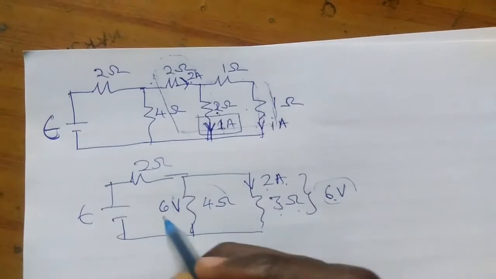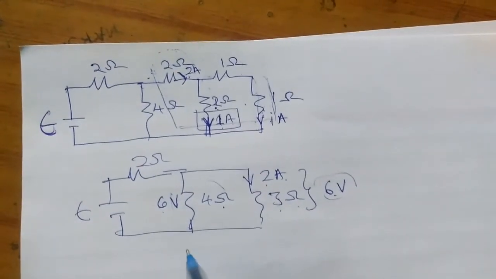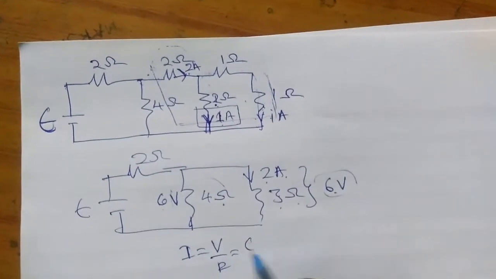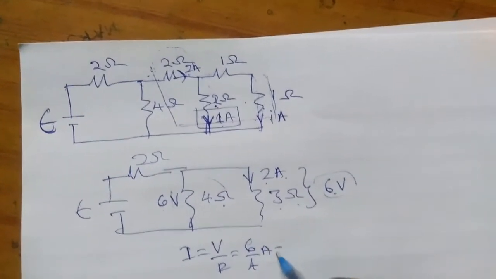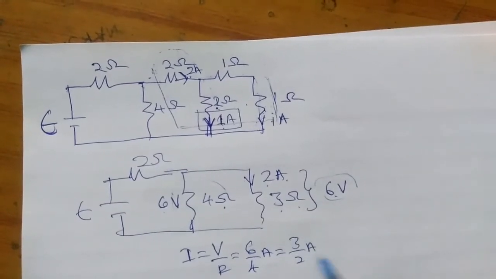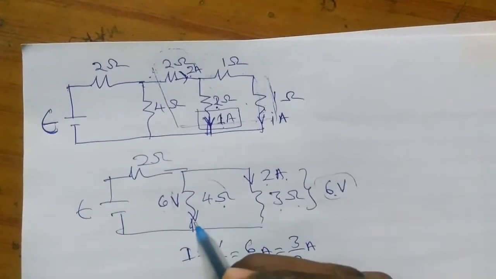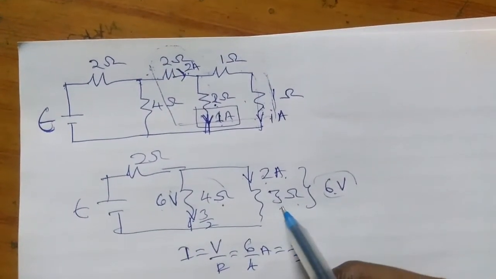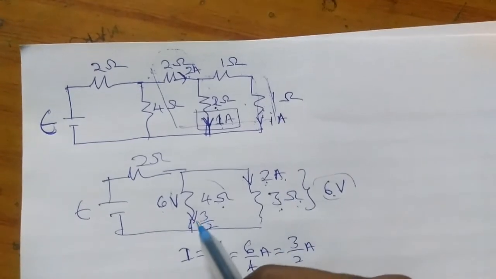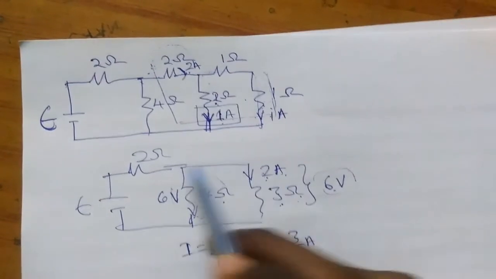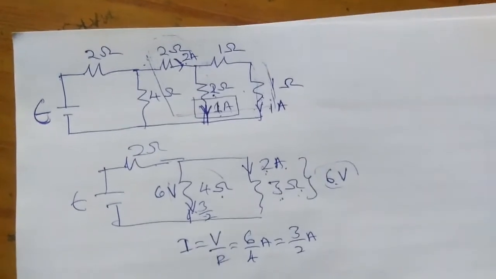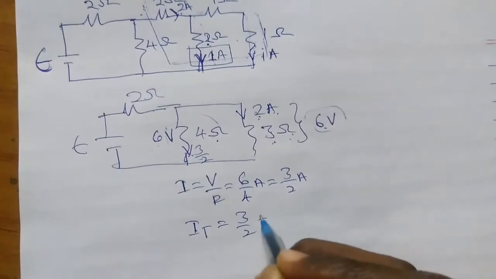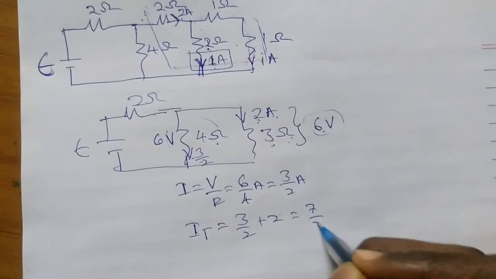So exactly the same amount of voltage will appear across the 4 ohm resistor. And if we try to figure out the current across the 4 ohm resistor using Ohm's law, I is equal to V by R. So that means 6 by 4 amps. That means 3 by 2 amps. So the current across the 4 ohm resistor is 3 by 2 amps, and across the 3 ohm resistor is 2 amps. If we add these two currents, we will get the total current. So the total current equals 3 by 2 amps plus 2, which is 7 by 2 amps.